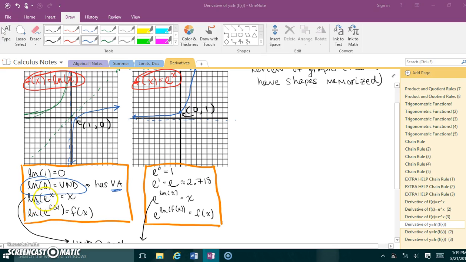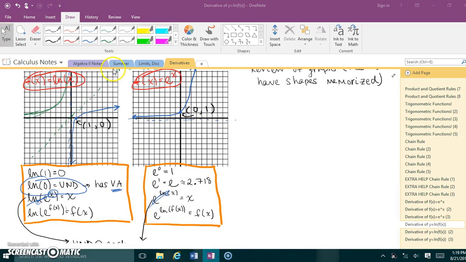If the base of the logarithm is the same as the base of the exponential, they cancel, leaving you with x. And it won't always just be x, it could be a function. So natural log of e to something is just that something. Here are the rules for e. Again, e to the natural log of x, because the bases are the same, they cancel, leaving you with x.